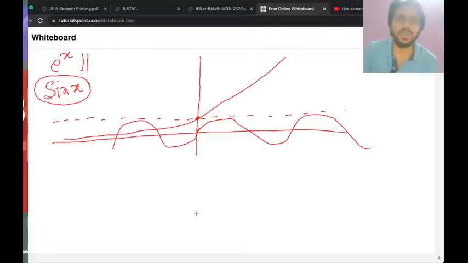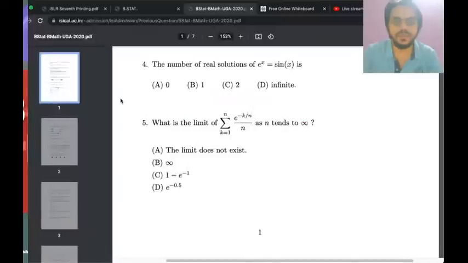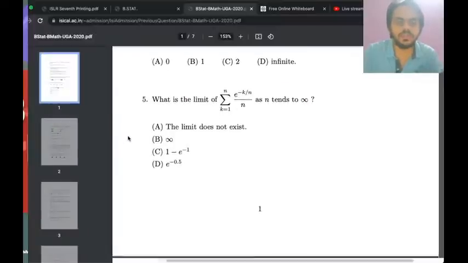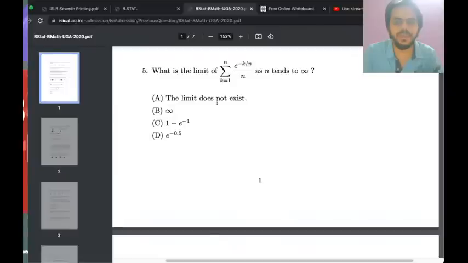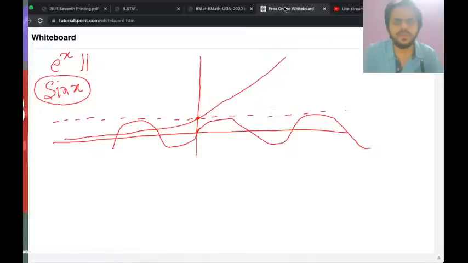It would require a bit of thinking, graphically as well as analytically, so I will let you guys do this. Now I'll move to the next question, which is a limit question, and we have a summation with n tending to infinity. I hope you got how to solve this question. So I'll take this out and we'll move to the next question.